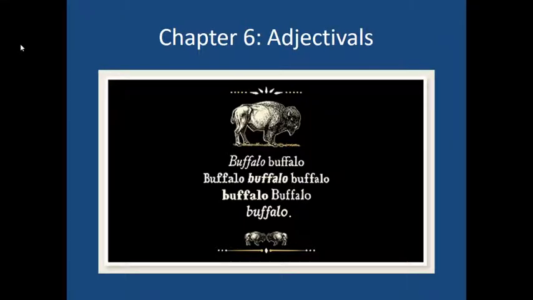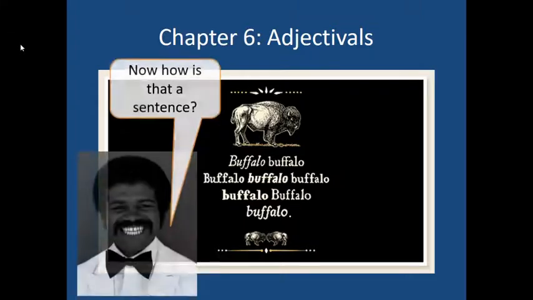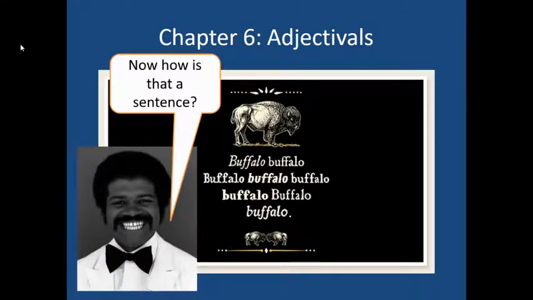This is our introduction into Chapter 6, which is our fifth unit. This time we're going to take a look at adjectivals. And we begin with the infamous buffalo sentence, which reads, buffalo, buffalo, buffalo, buffalo, buffalo, buffalo, buffalo, buffalo. And yes, that is an actual sentence in the English language.